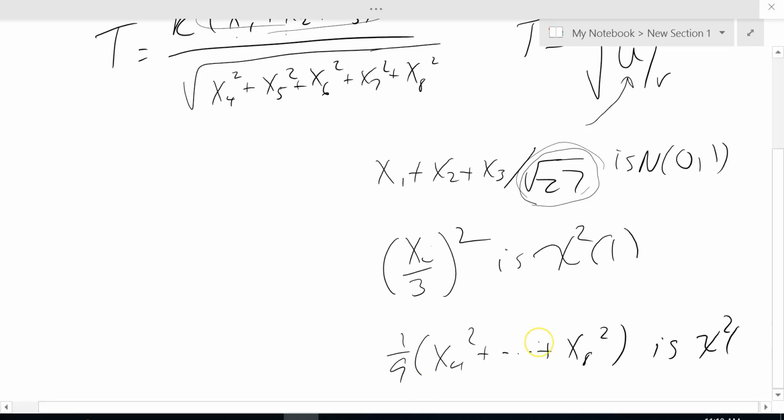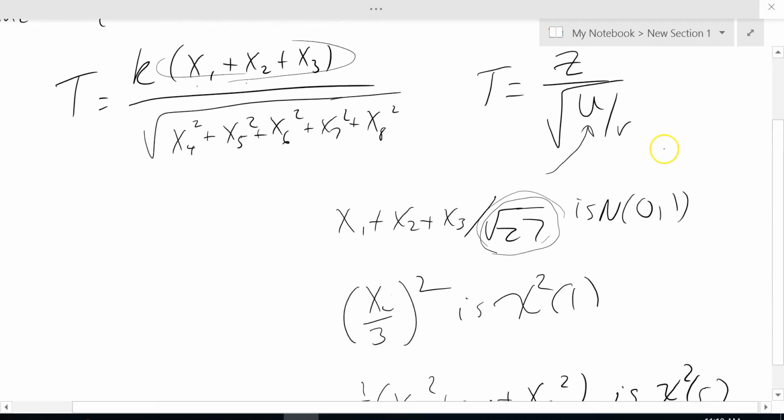Well, each one is chi-squared of 1. So when we add them together, it's chi-square of 5, right? Because there's 5 of them. Right? So now the last piece to make this t is I need to divide my chi-square random variable by its degrees of freedom, right?